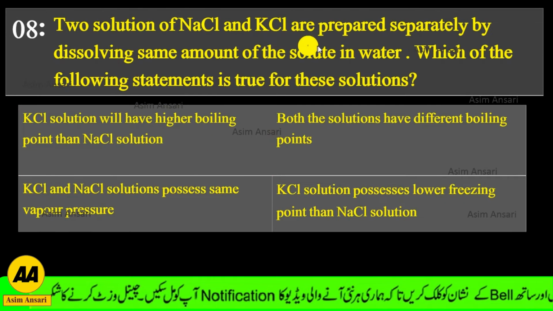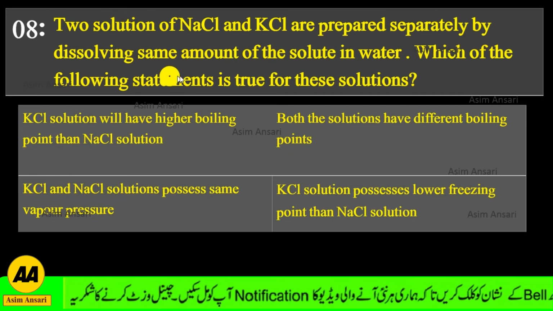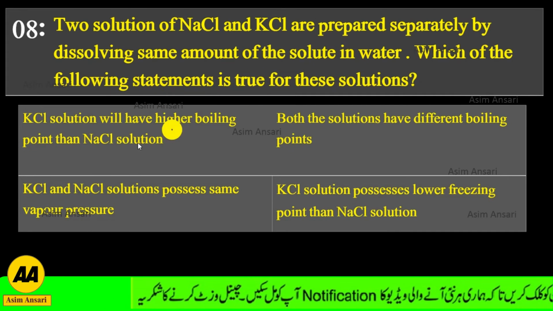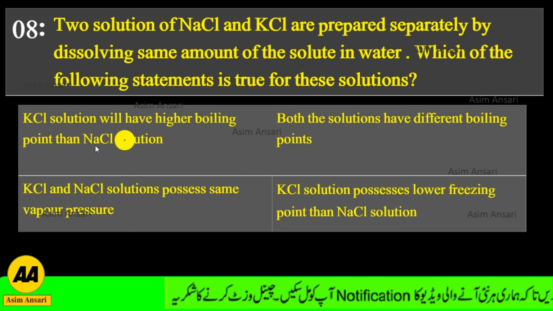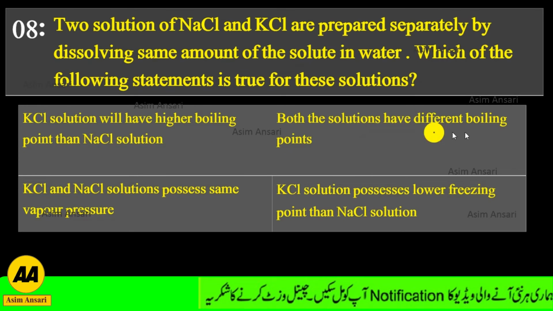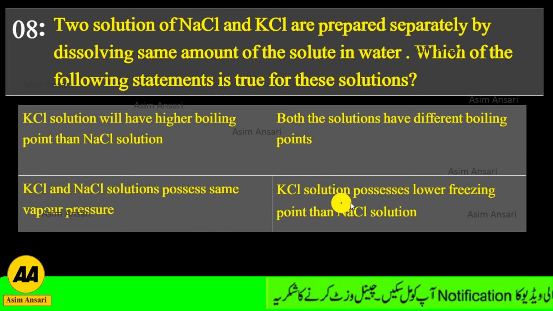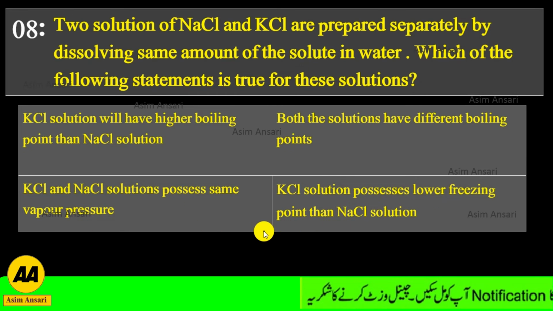Next, two solutions of NaCl and KCl are prepared separately by dissolving the same amount of the solute in water. Which of the following statements is true for these solutions? KCl solution will have a higher boiling point than NaCl solution. Both the solutions have different boiling points. KCl and NaCl solutions possess the same vapor pressure. KCl solution possesses a lower freezing point than NaCl.